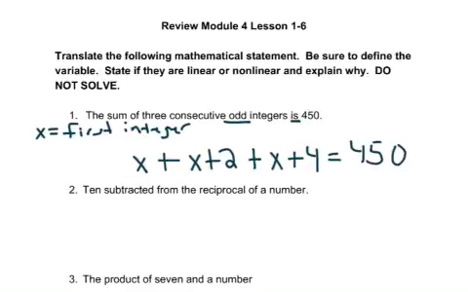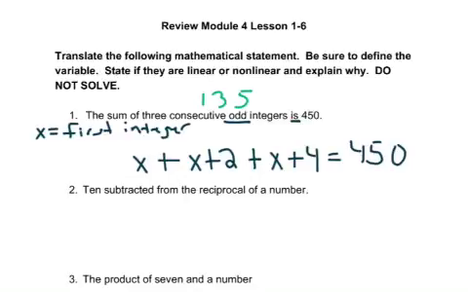Now, if you were stuck on how I got x, x plus 2, x plus 4, think about odd integers. If I pick 3 consecutive odd integers, 1, 3, and 5, and 1 is my first one, 1 would be x. To get from 1 to 3, don't I have to add 2? And to get from 1 to 5, don't I have to add 4?